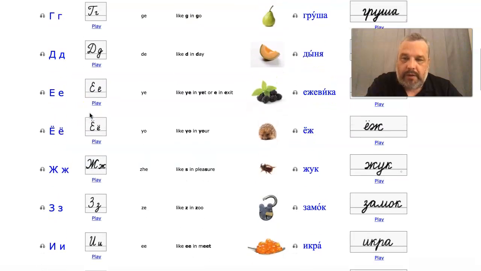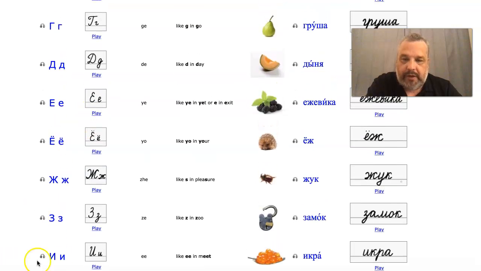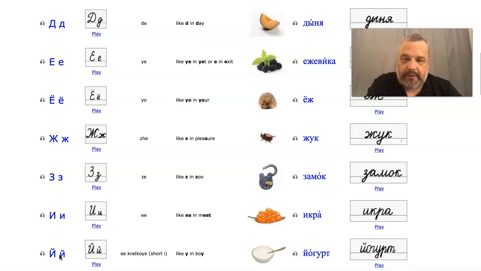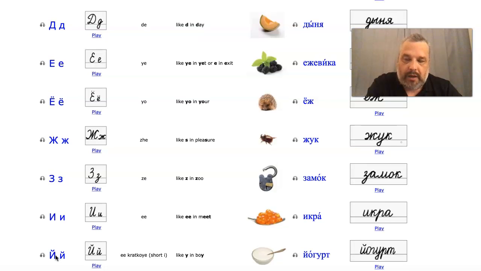Okay, so the next one is E. This is a very iconic letter. A lot of people think of the backwards N when they think of Russian or Cyrillic. So that's E, and that's just like we meet, like E. That's what it sounds like. Okay, and then this is called ikratkoye.